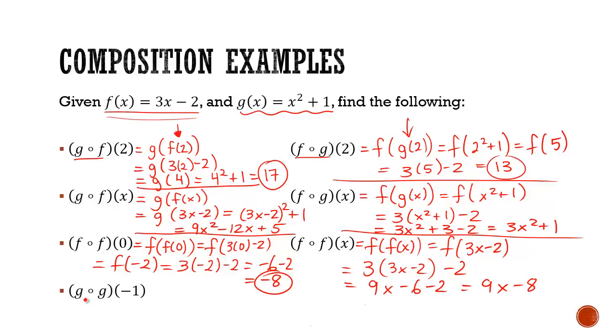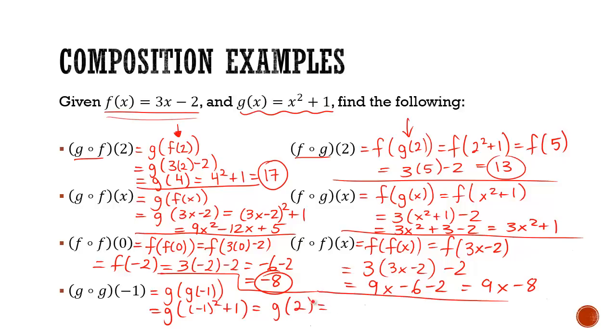Finally, let's try this last question. This would be g of g of negative 1. So first find g of negative 1, which is negative 1 squared plus 1. So that's 1 plus 1, which is 2. And now you have to find g of 2, which is 2 squared plus 1, which is 4 plus 1, which is 5.